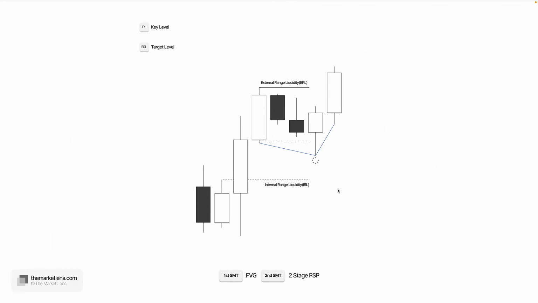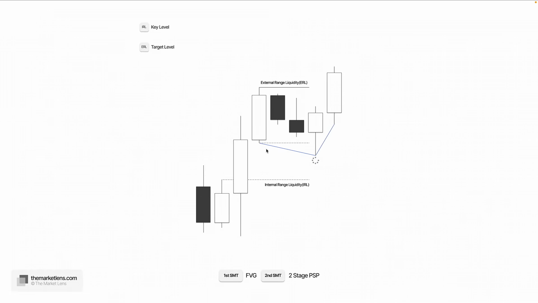And lastly, this is the highest probability reversal signature or confirmation that I use. That is when we have our first stage SMT with a key level, in this case, the internal range liquidity or fair value gap. Next, we form a PSP, and then we get a cracking correlation with a swing point.